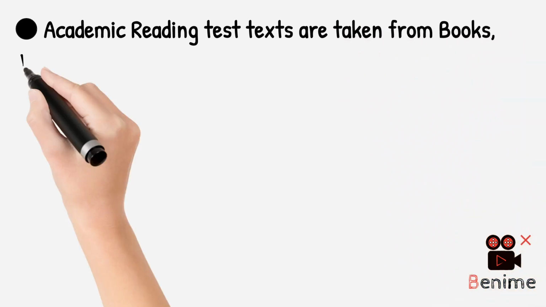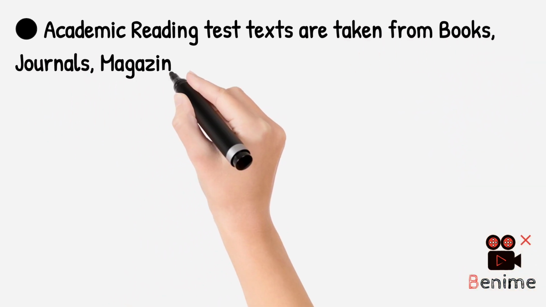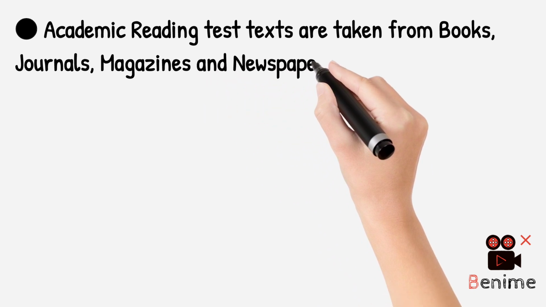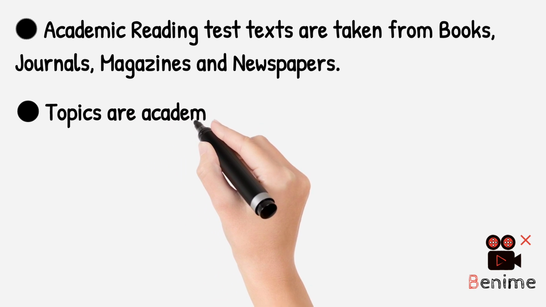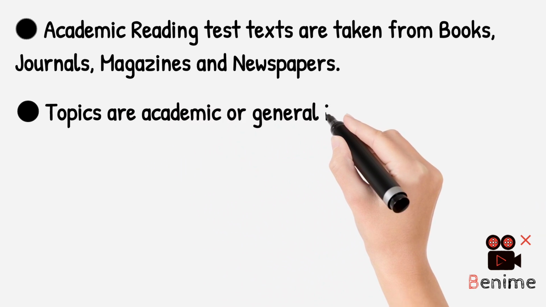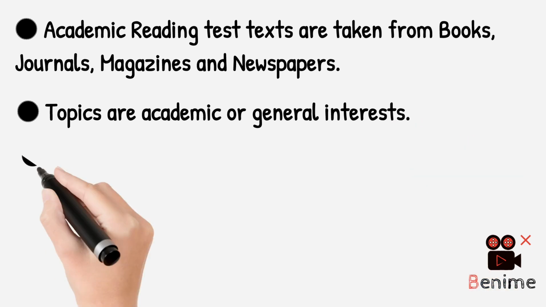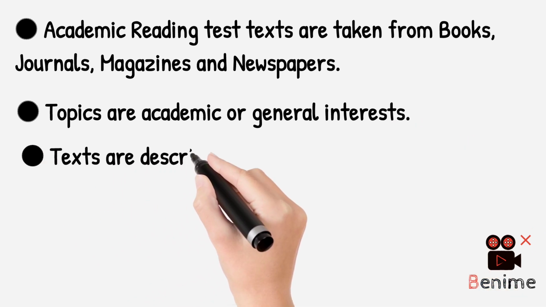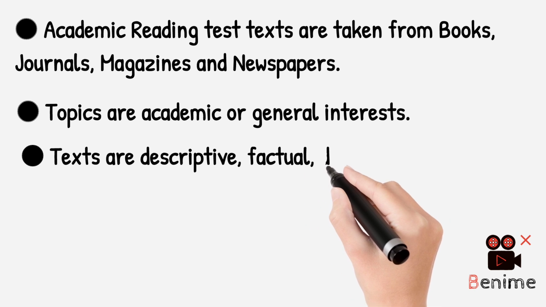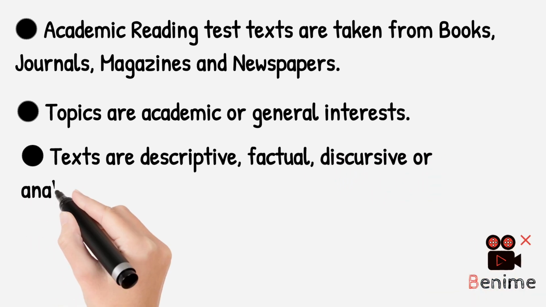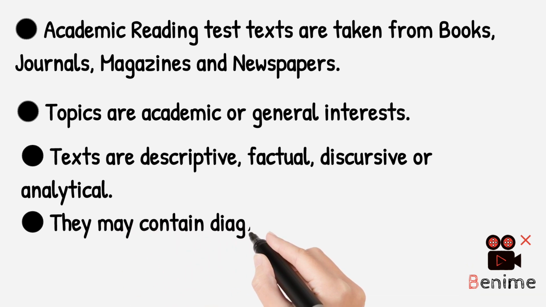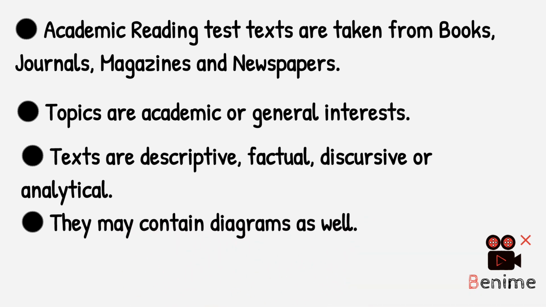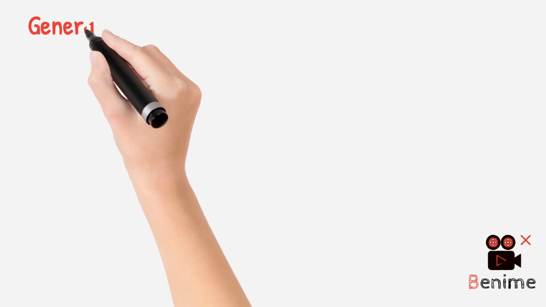And again, as I said, academic reading and your general reading would be different. The texts, the material will be different. Academic reading texts are taken from books, journals, magazines, and newspapers. The topics are academic or of general interests, and texts, they are descriptive, factual, discursive, or analytical as well. Now, they may contain some diagrams too. So your questions will be based on all these types of texts.